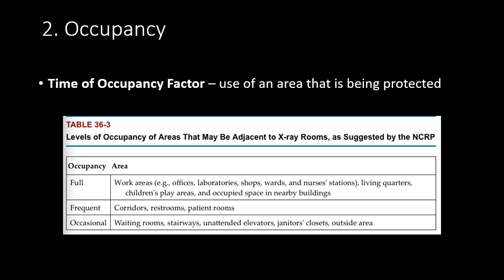The time of occupancy is the area that's being protected. So these are areas that are adjacent to X-ray rooms as suggested by the NCRP. Full occupancy areas are areas that are adjacent to the X-ray room, and they include work areas, such as offices, laboratories, shops, wards, nursing stations, those types of things. Frequent would be corridors or hallways, restrooms, and patient rooms. And occasional would be waiting rooms, stairways, unattended elevators, janitors' closets, and outside areas.